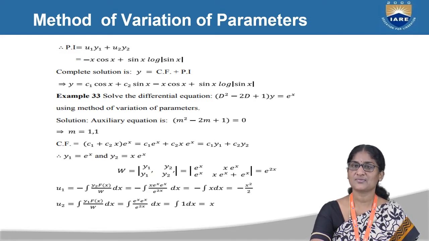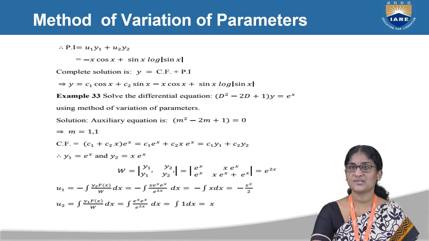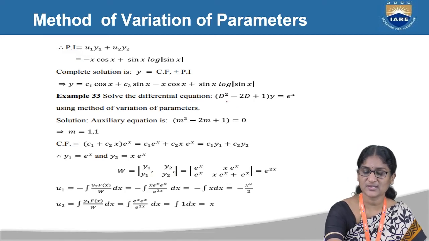Now, let's go for the next question. Solve the differential equation (D square minus 2D plus 1) y is equal to e to the power of x, using the method of variation of parameters. Now, the auxiliary equation is m square minus 2m plus 1. In other words, how to find out the auxiliary equation? The given question is already in the standard form.